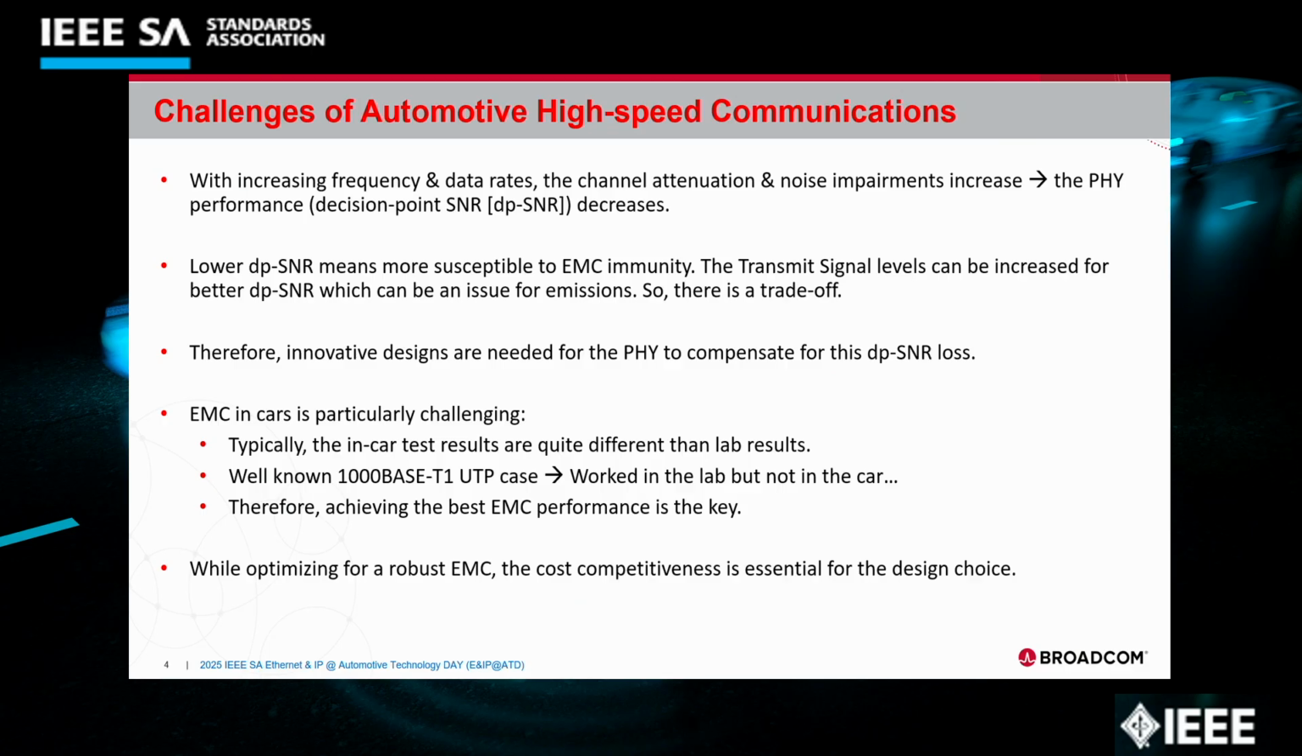EMC in cars is particularly challenging. Typically, the in-car results are quite different than the lab results. There is a well-known 1000BASE-T1 UTP case. It worked in the lab, but not in the car for some use cases, especially for the FM and DAB band. So therefore, achieving the best EMC performance is the key. While optimizing for a robust EMC, the solution must be cost competitive as well.